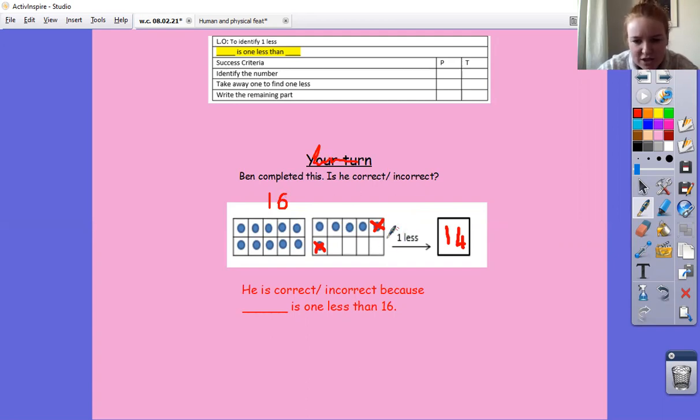So Ben has then wanted to take away 1. He wants 1 less. So how many should he cross out if he wants 1 less? He should cross out 1. But how many has Ben crossed out? He has crossed out 2. So what he should have done is crossed out 1. He should have done this. Crossed out 1 and left that one there. And then the answer would have been that he had 1, 2, 3, 4, 5 ones. So the answer should be he has 1 10 and 5 ones. But Ben has crossed out 2 by mistake and written 14. So Ben is incorrect because 15 is 1 less than 16 and 14 is how many less? How many did Ben cross out? 2 less. So Ben is incorrect.